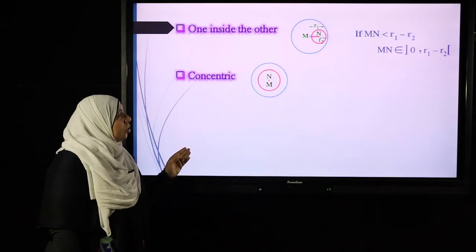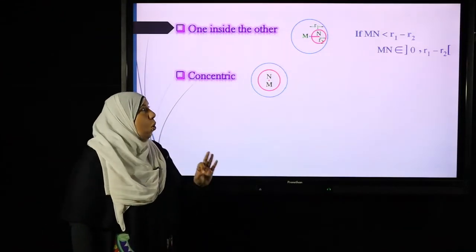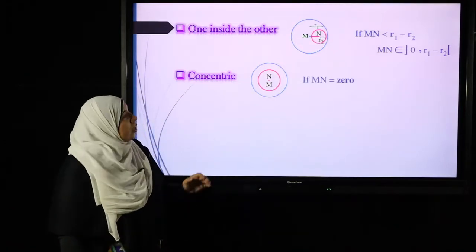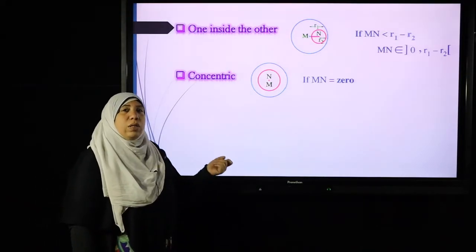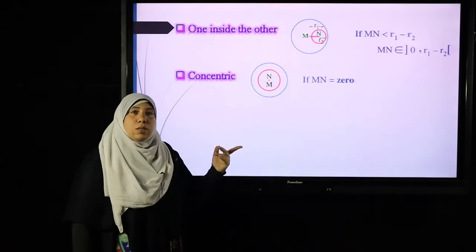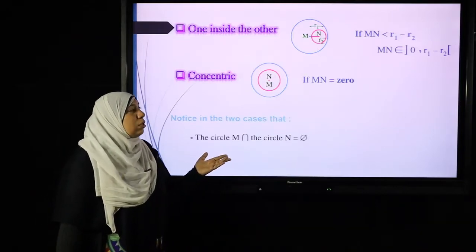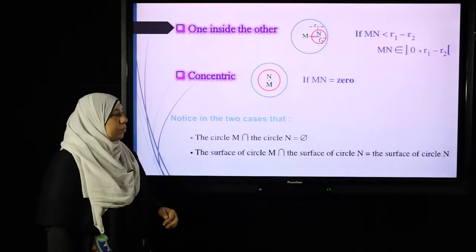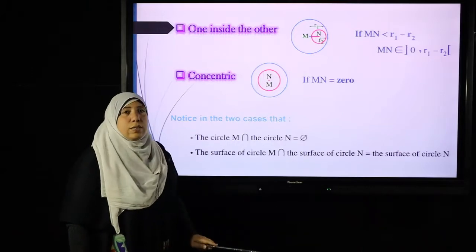The concentric circles are two circles that have the same center, or the distance between their centers is 0. There is no distance between their centers. I can call this position concentric. And we will find that in the last two positions, one inside the other and the concentric, the two circles don't intersect, but the two surfaces intersect at the smaller circle N.